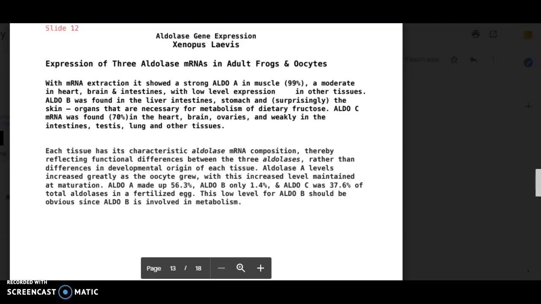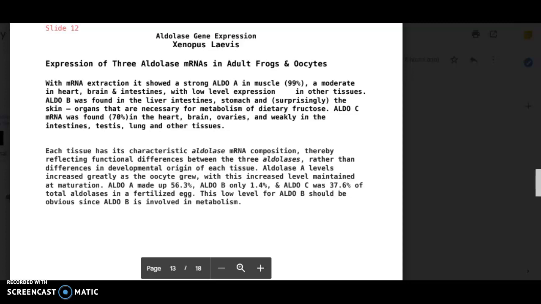In both of these tissues, aldolase B messenger RNA constitutes about 85% of the total messenger RNA, the rest being aldolase A, with only a trace of aldolase C. In intestine and stomach, both endodermal, the percent composition of aldolase B messenger RNA exceeded 50%. Skin, which is ectodermal, also strongly expressed aldolase B messenger RNA, the amount being slightly lower than 50% of the total aldolase messenger RNA. Thus, each tissue has its characteristic aldolase messenger RNA composition, thereby reflecting functional differences between the three aldolases rather than differences in the developmental origin of each tissue.